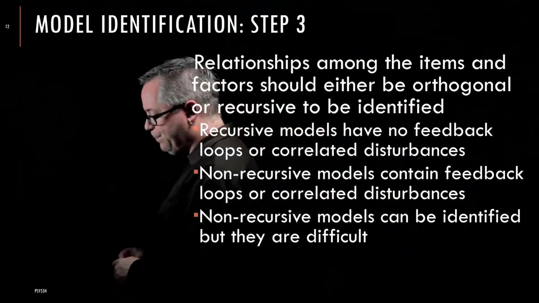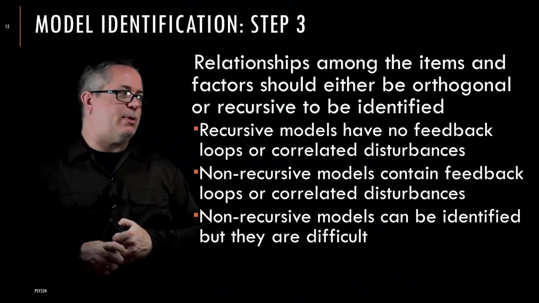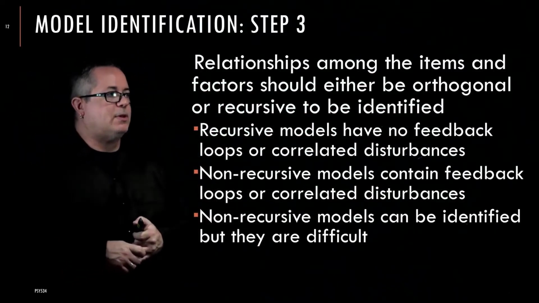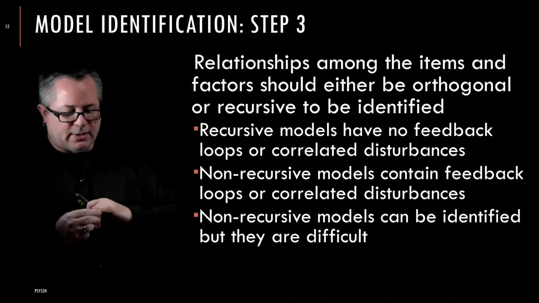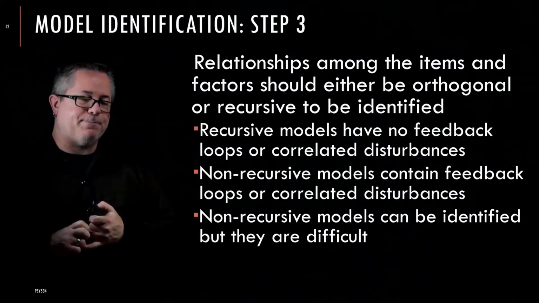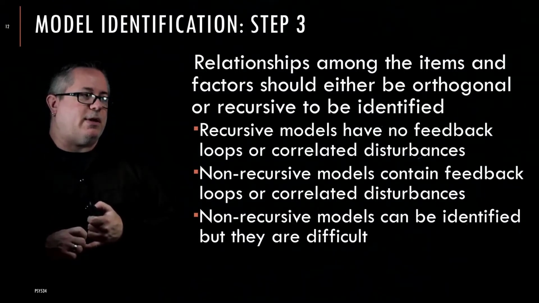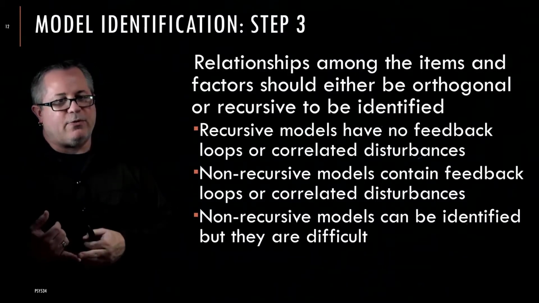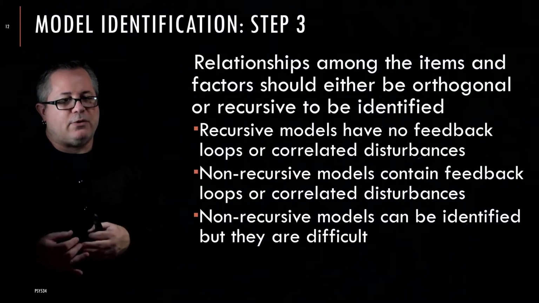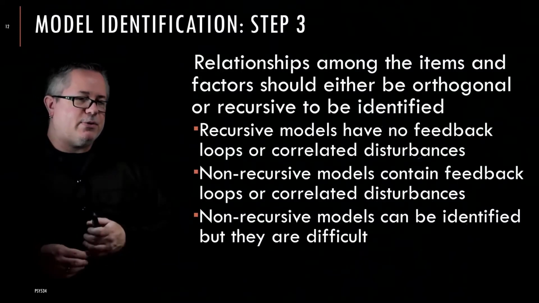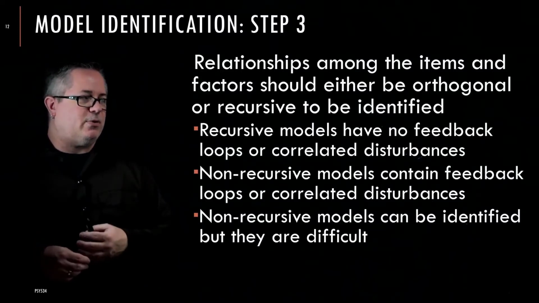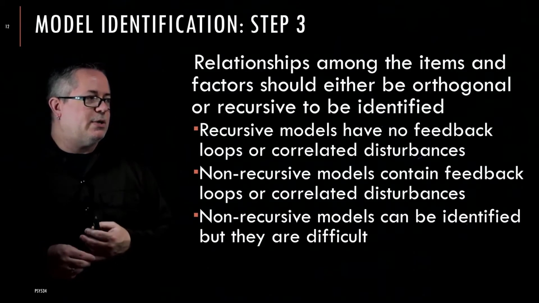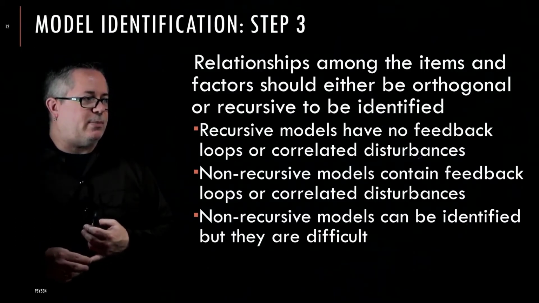Step 3. Relationships among the items and factors should either be orthogonal or recursive to be identified. So now we're back to that recursive thing again. All the item predictions need to go in the same direction. Recursive models have no feedback loops and no correlated disturbances. Non-recursive models contain feedback loops and correlated disturbances or correlated errors. Non-recursive models can be identified, but they are difficult.